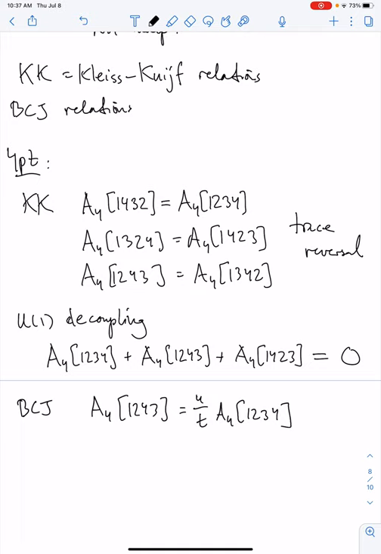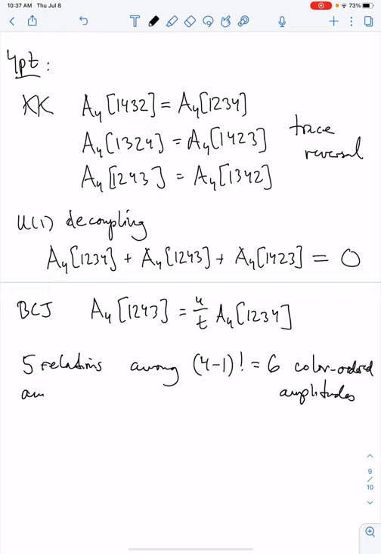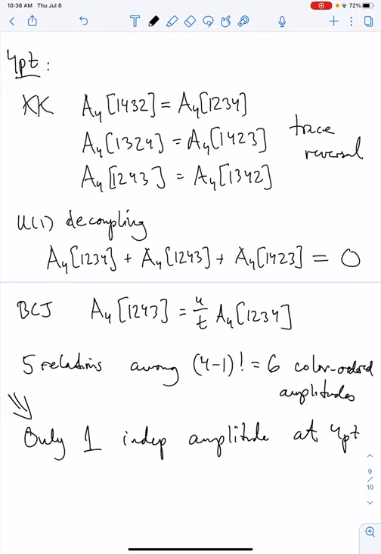Now, how many relations do we have here? We have 3 trace reversal plus 1 U1 decoupling plus 1 BCJ relation. So this gives 5 relations among the 4 minus 1 factorial equals 6 color-ordered or partial amplitudes. And so that means, in Yang-Mills theory, at 4-point, this implies there's only one independent amplitude at 4-point. And by that I mean a color-ordered amplitude, so only one partial amplitude.